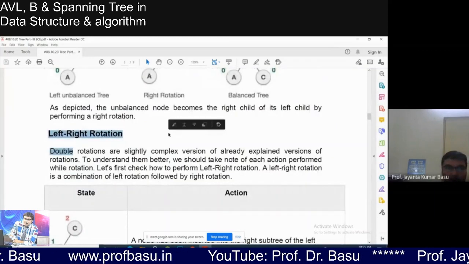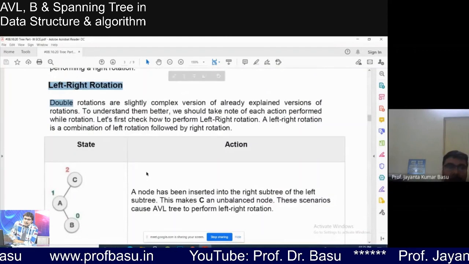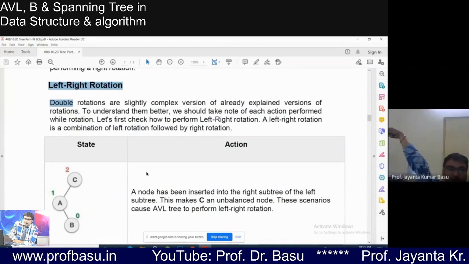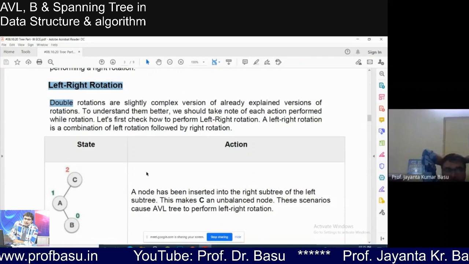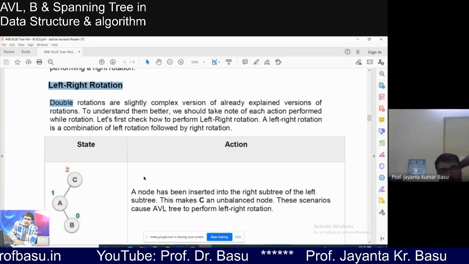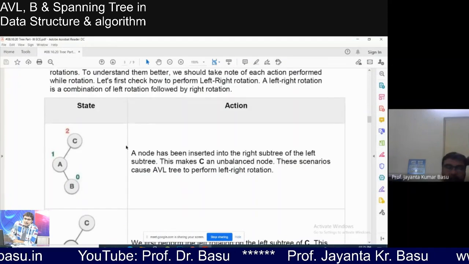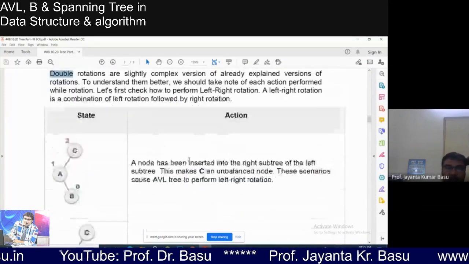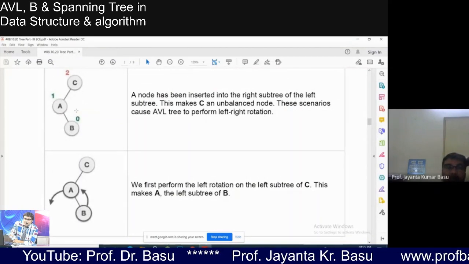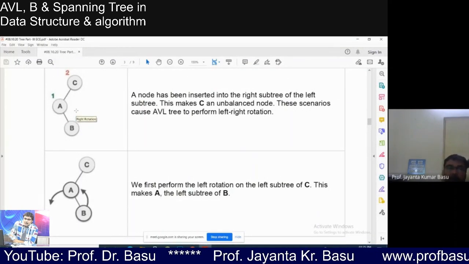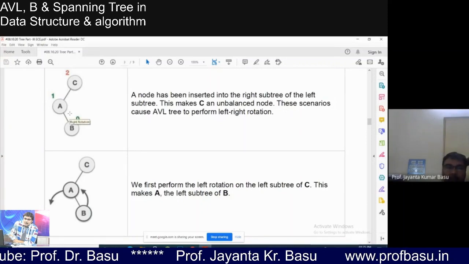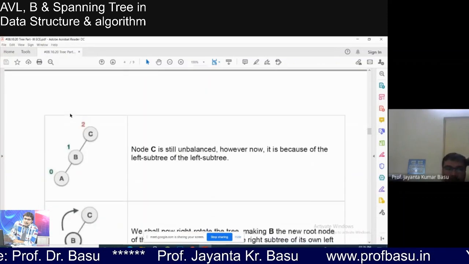Got it? So if you are asked to describe the left-right rotation for an AVL tree to make it balanced, with a diagram, then you just write these answers. Considering this example, you start with this diagram, then describe step by step.